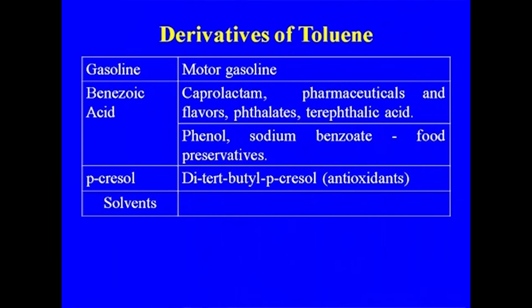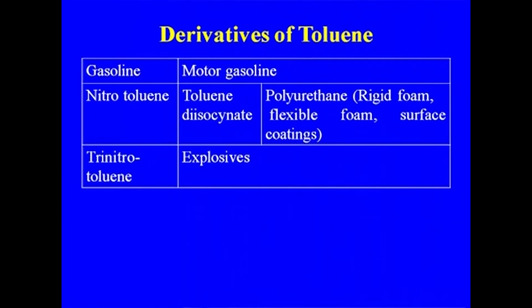Of course, the TNT which I told you, that is the very important product, trinitrotoluene. Nitrotoluene is going for the toluene diisocyanate, which is used for the polyurethane, rigid foam, flexible foam, surface coating. Trinitrotoluene, as I told you, is one of the very important explosives, because toluene was available earlier from the coke oven plants also. But with the coming of the catalytic reforming plant, more and more toluene is available. So, the explosive may be one of the very important derivatives from the toluene which is being used, although a lot of other explosives have also been developed.